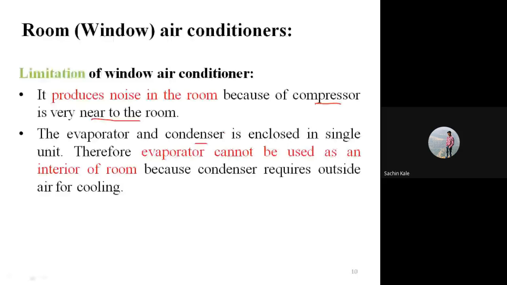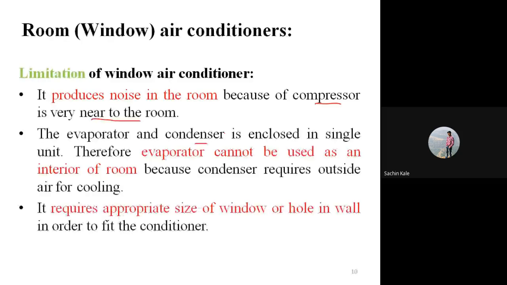The third one is nothing but, for mounting of that window air conditioning system, we require an appropriate size of window or hole in the wall in order to fit the window air conditioner. So these are some of the limitations of using a window air conditioning system.